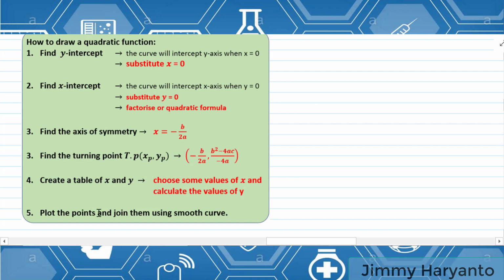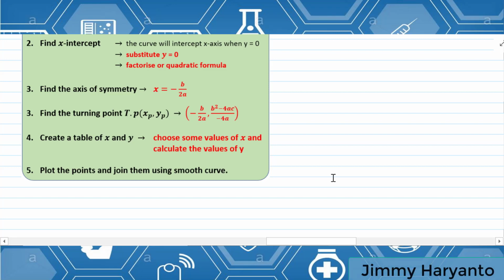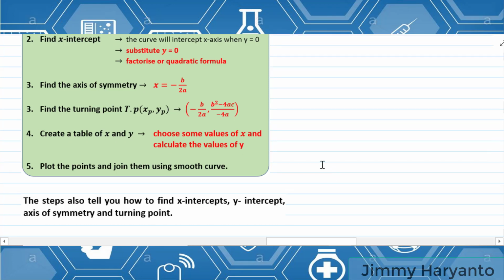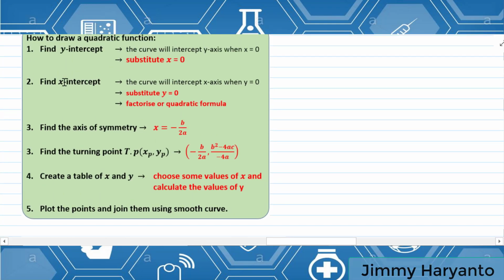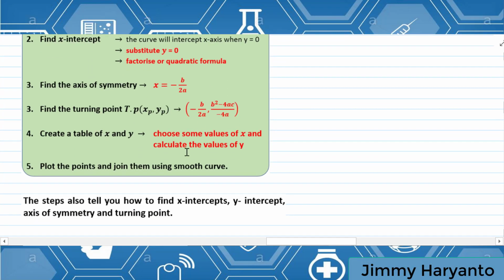And then number 6, plot the points and join them using a smooth curve. These steps also tell you how to find the y-intercept, x-intercept, axis of symmetry, and turning point. So later, if you are asked for the x-intercept, you can solve the question by using step number 2. If you are asked for the axis of symmetry, you can solve the question by using step number 3, and so on.